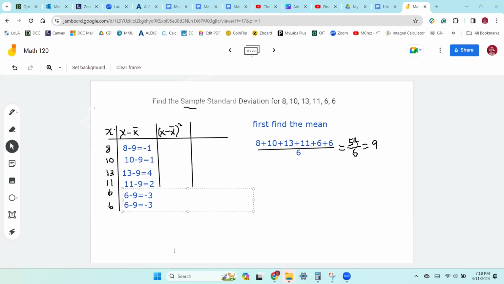Those right there, you don't need to know this, but they're called the deviations. That's what that x minus x bar means. It just means how far is this value from the mean? The mean is the middle. Now, what we do over here is we square each one of these.